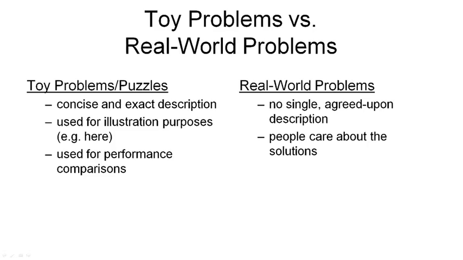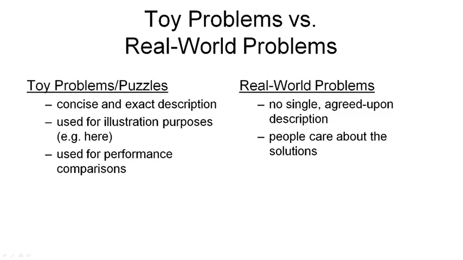Before we go into the details of search algorithms, I briefly want to talk about the types of problems we will see on this course, namely toy problems versus real-world problems. Toy problems are characterized by a description that is concise and exact. The description being concise allows me to describe the problem in one slide and quickly. The description being exact means there shouldn't be too much ambiguity about what the problem is trying to do. Toy problems are often used for illustration purposes, for example, on this course. They are also used to compare the performance of different search algorithms.